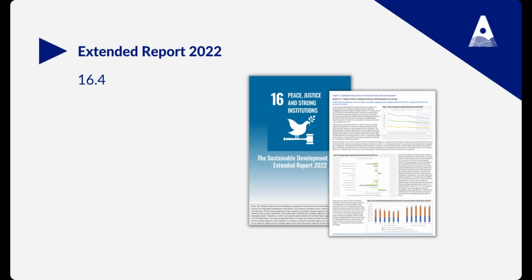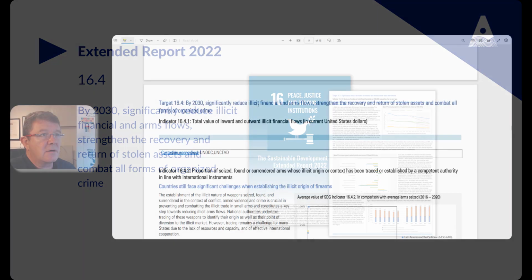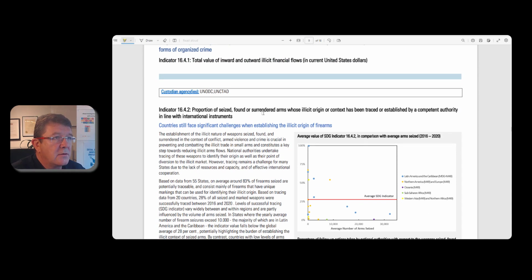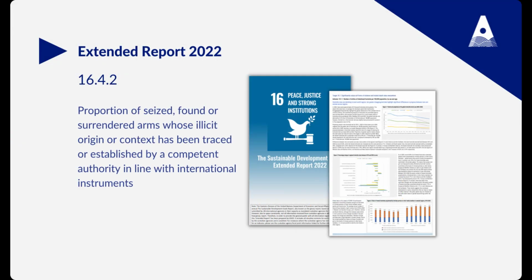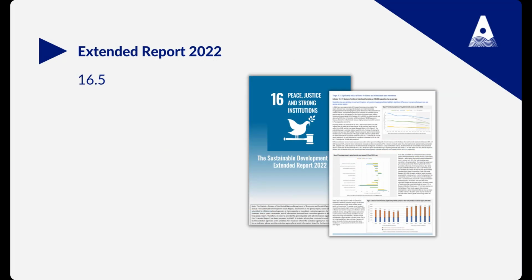So on to target 16.4: by 2030, significantly reduce illicit financial and arms flows, strengthen the recovery and return of stolen assets, and combat all forms of organised crime. The first indicator there, total value of inward and outward illicit financial flows in US dollars. They're not providing any stats on that, but they do on indicator 16.4.2, which is the proportion of seized, found or surrendered arms whose illicit origin or context has been traced or established by a competent authority in line with international instruments. Fortunately, that is one of the SDGs which isn't particularly applicable to Ireland, which is very fortunate.